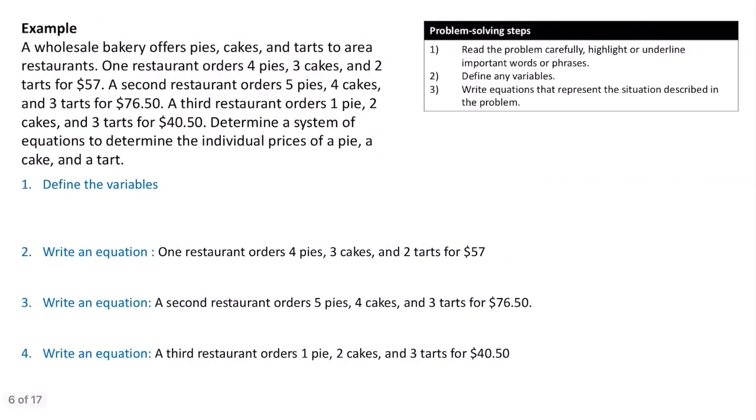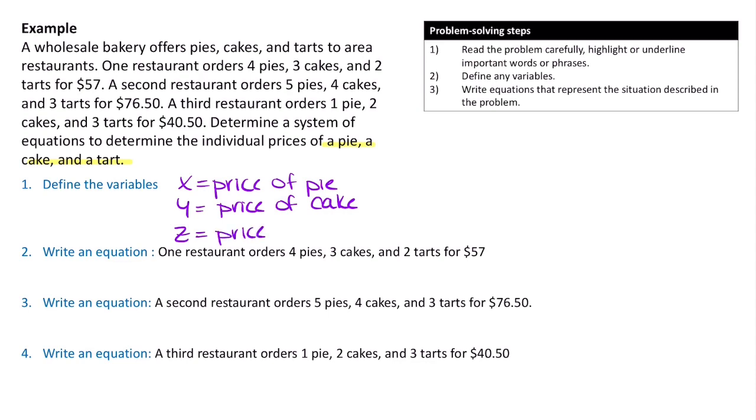Okay, so let's start off by figuring out our variables. I'm just going to call our variables in all these problems x, y, and z. We want to find out the prices of a pie, a cake, and a tart. So I'm going to say x is the price of a pie, y is the price of a cake, and z is the price of a tart. Okay, so we have our 3 variables, our 3 unknowns that we're trying to find.